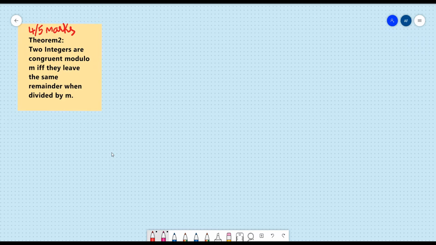In this video I will be discussing the theorem which is based on congruence. As you can see on the screen, it is theorem number 2 and it is very important. We usually ask for 4 or 5 marks from the point of view of your exam. So the statement of the theorem is that two integers are congruent modulo m if and only if they leave the same remainder when divided by m.